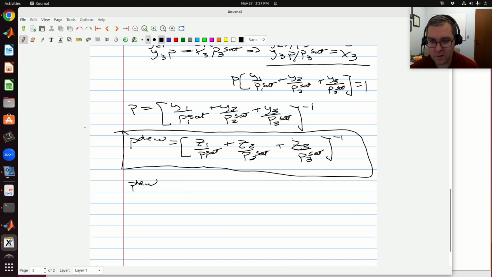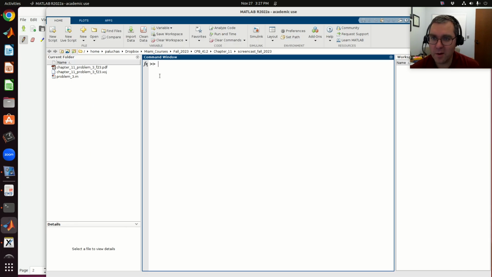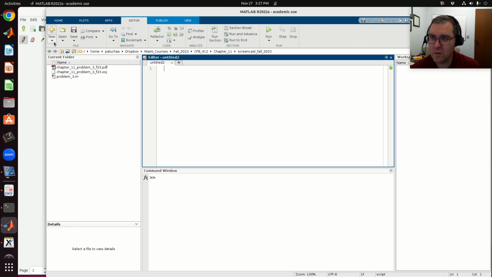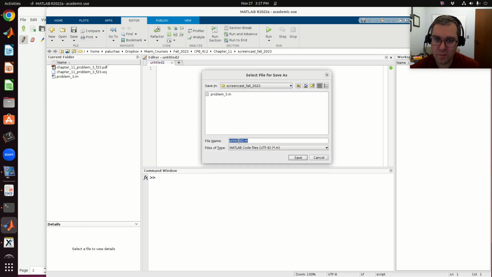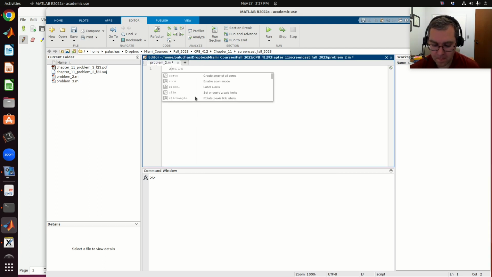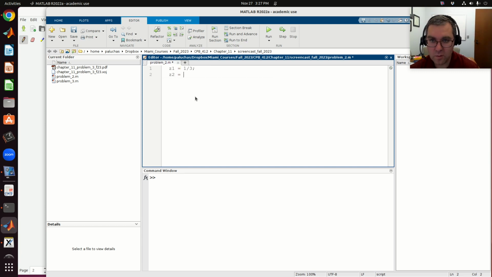All right, so let's go ahead. I'm going to jump over to MATLAB and we'll compute these values, that way I can get them on my graph. So let me get a new script. I'll save this as problem 2. Okay, so in problem 2, we have z1 is equal to a third, z2, so it's equimolar, and z3. I guess I could have used just a z variable, but I'm going to write it all out for completeness. So z1 is equal to z2 is equal to z3 is equal to a third.